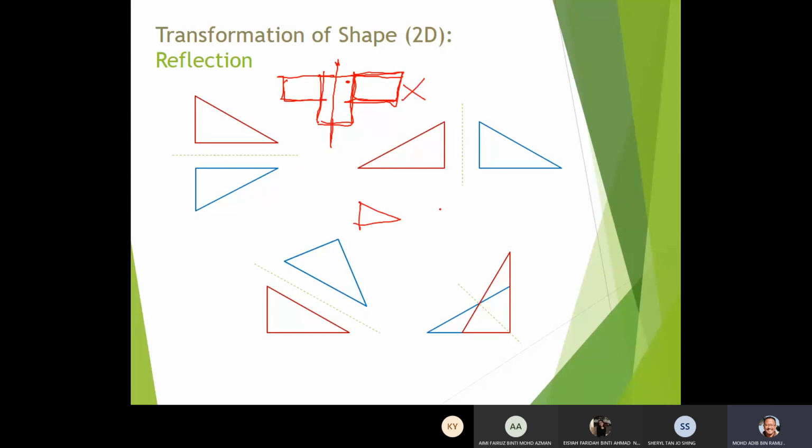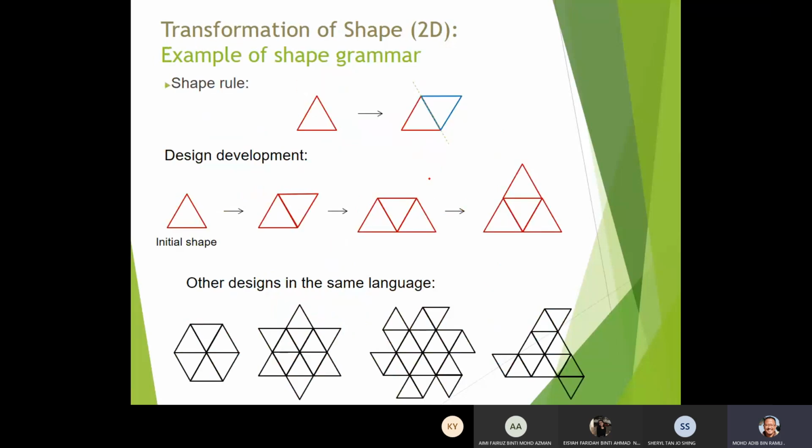For example, this is the original shape. Then this is the new shape. So basically you mirror. Then it's fine, right? But again, you need to know whether it is going to be interesting or not. So for example, like this one.